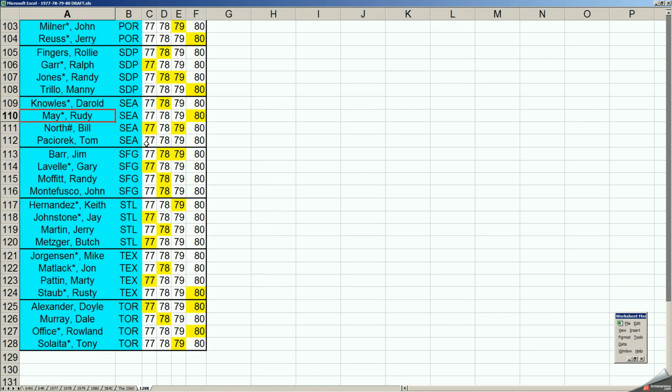Seattle, none of these guys really stand out except Rudy May in 1980. Actually, as a left-handed pitcher, he gets righties out better than lefties. The Giants, this is a really crappy era for the Giants. They protected all pitchers, and 3 of the 4 pitchers' best years are 1978. So they could push Barr to 79 and go Moffitt, Montefusco 78, and Lavelle 77. None of that is really that amazing.